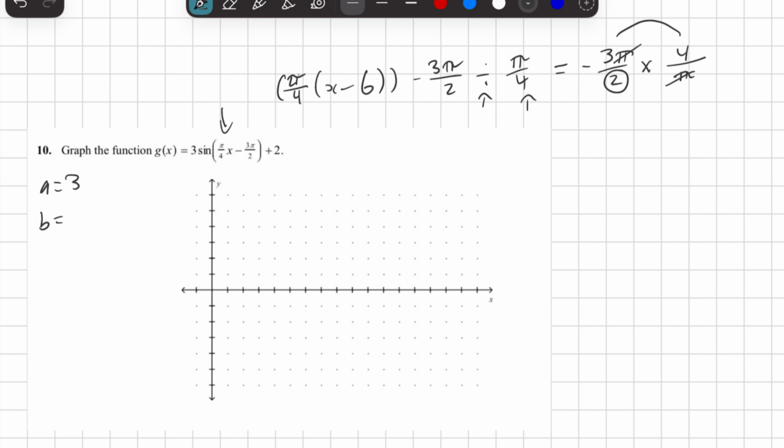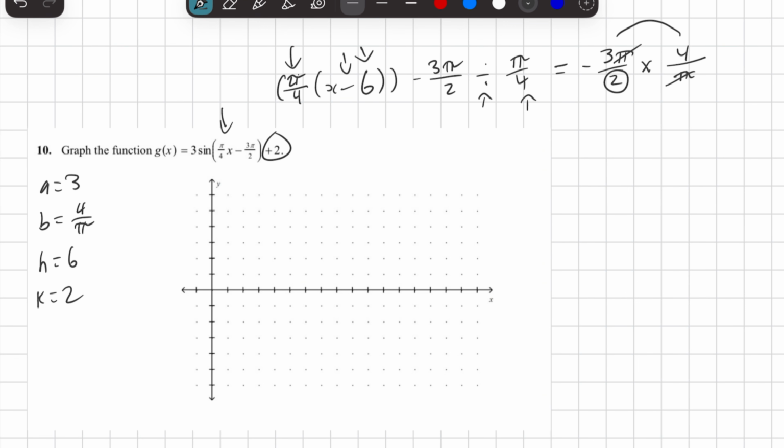So anyways, now we have our h value and we have our b value. So b is going to be a reciprocal of that, so it's 4 over pi. And our h value is 6 because it has a negative here, and we do the opposite of that, so it's positive 6. And then for k, we have plus 2. Okay, we have everything we need to graph here.